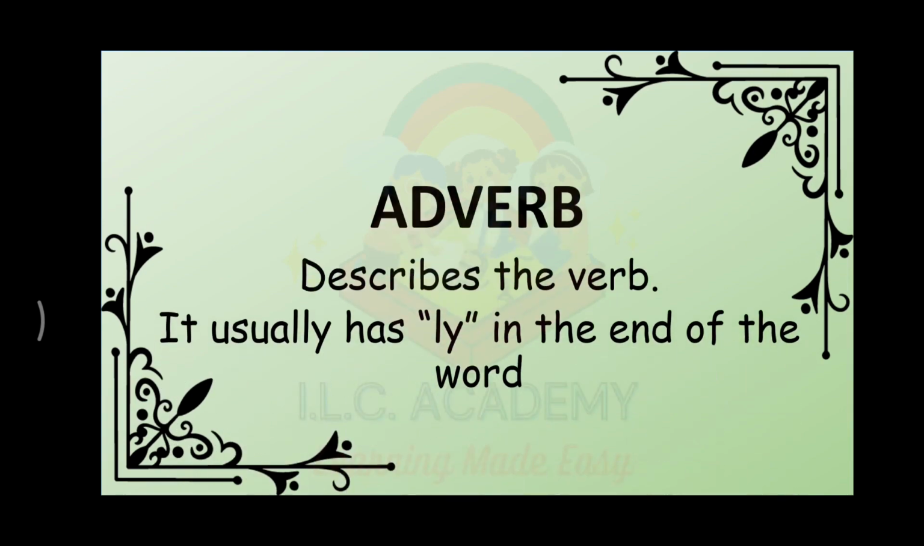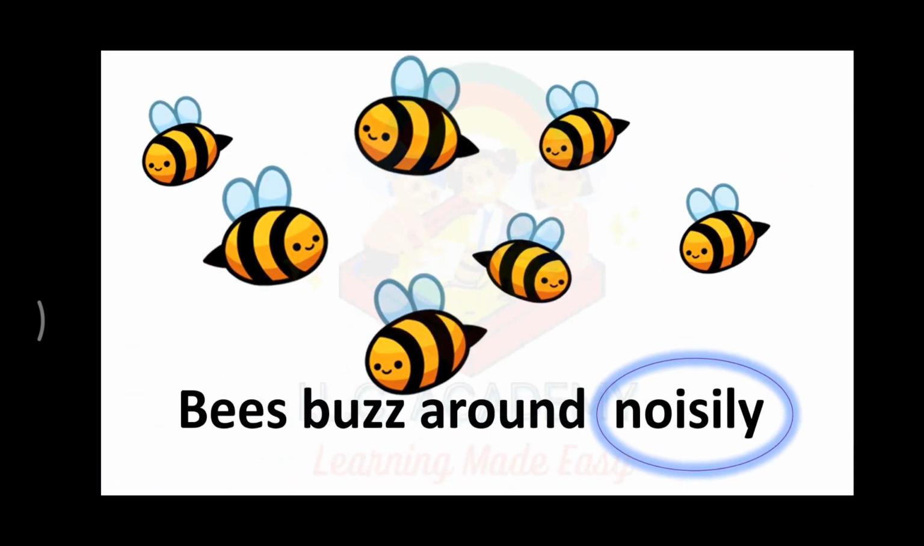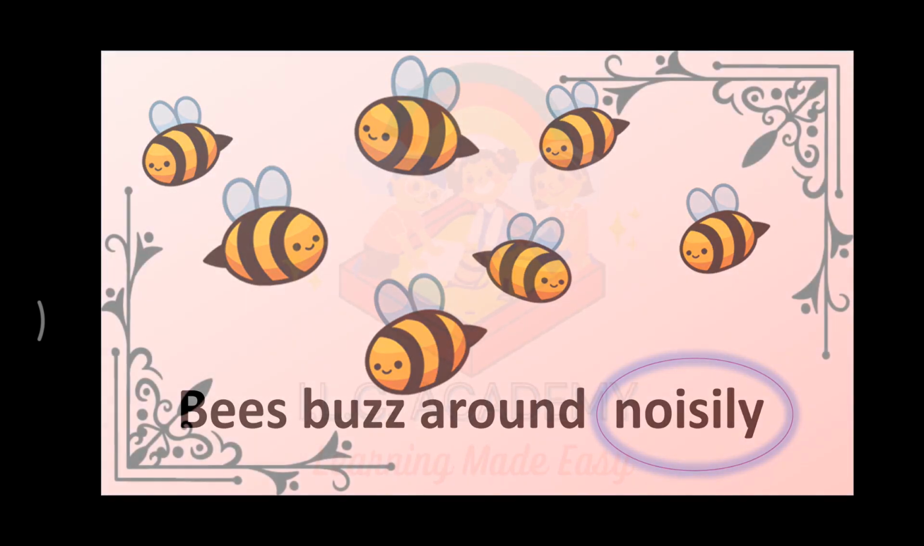Next you have an adverb. Adverb describes the verb. Now how can you identify an adverb? Adverb usually has ly at the end of the verb. I'll show you with examples. Anna is dancing gracefully. Gracefully is the adverb here because it's describing the verb dancing and it has ly in the end. Bees buzz around noisily. Noisily is an adverb. It has ly in the end and it's describing the buzzing of the bees.